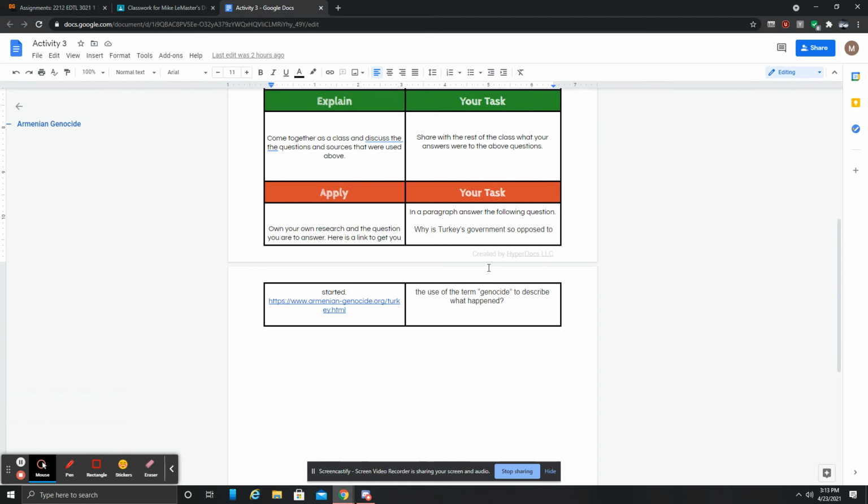And then on their own, they would do independent research about why the Turkish government is opposed to using the term genocide and describe what happened. And I gave them an extra link to kind of get them started to answer this question. This is again another Global Collaborator ISTE standard, since they're looking at a global issue that's still happening today and they're sharing their information with their peers.